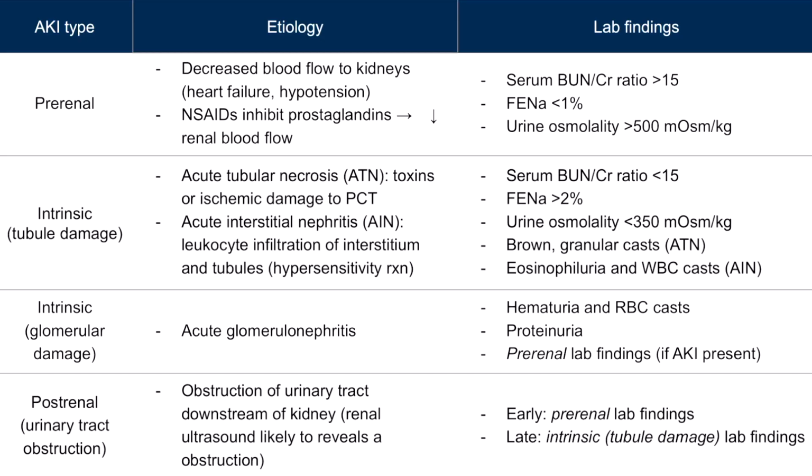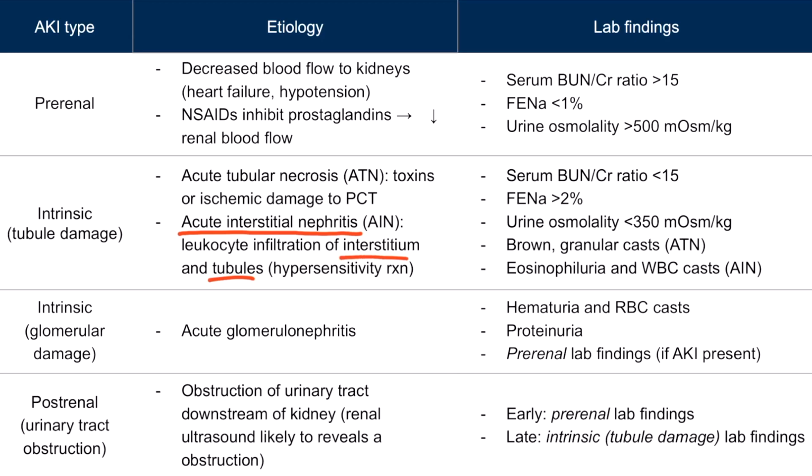Now going back to the table, just keep this underlying pathology in the back of your mind. Pre-renal conditions are marked by decreased blood flow, which can lead to ischemic damage, causing acute tubular necrosis. Now let's discuss the details pertaining to acute interstitial nephritis. Acute interstitial nephritis is basically leukocyte infiltration of the interstitium and damages the tubules.